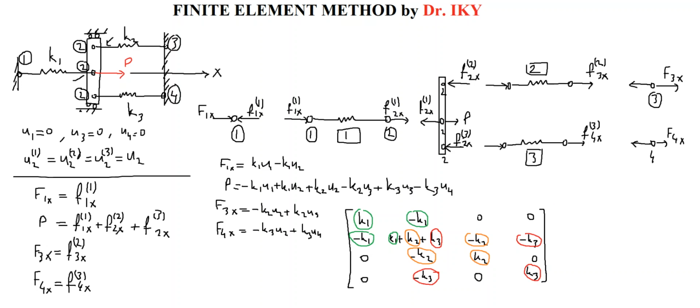So I will multiply this stiffness matrix with the translational vector with U1, U2, U3, and U4 will be equal to the force vector F1x, and for the second we have got external load P, and for the third row we are going to use F3x. Finally, we will have F4x.